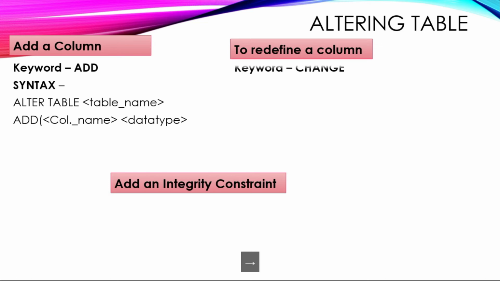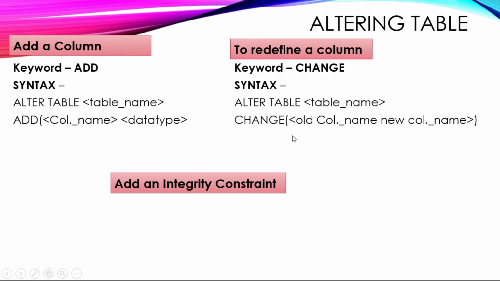Next is your redefining a column. For that, keyword is change and the syntax is alter table, name of the table, change. क्या change करना है? Specify the name of the old column and then specify the name of the new column. Okay, so with the help of this, it will permanently change the column's name.